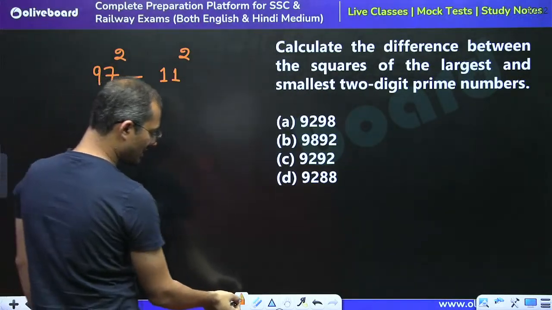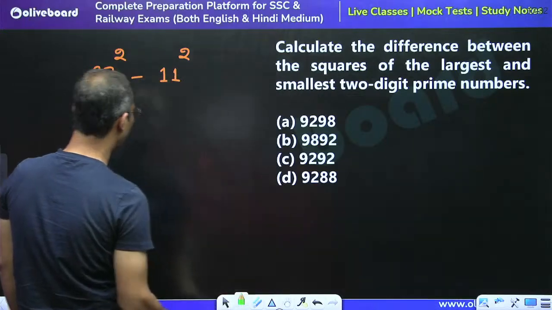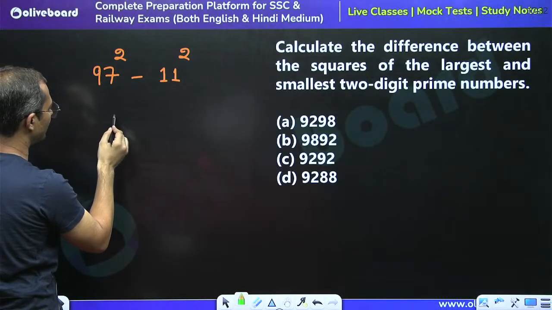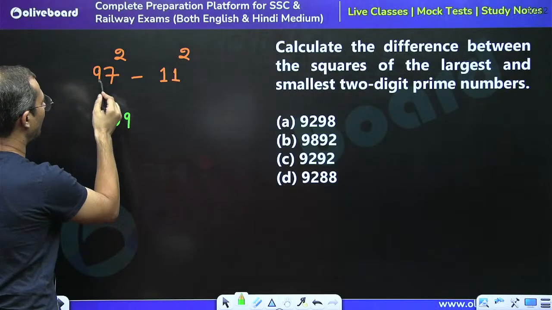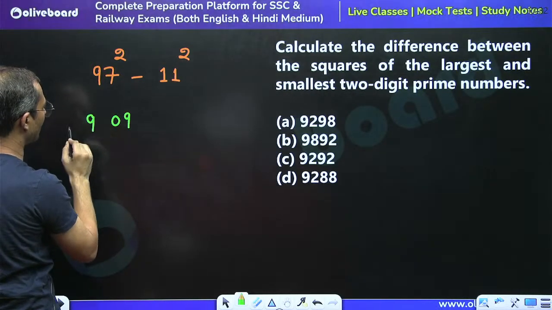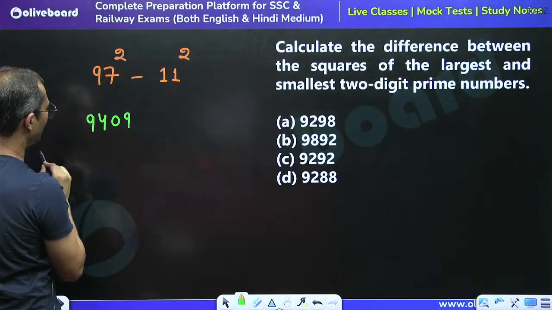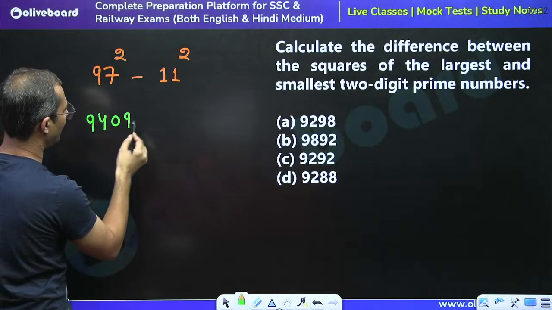See, what is the square of 97? This is 3 less than 100. So the square of 3 is how much? 09. 97 minus 3, this is the shortcut, right? So we can say that 97 minus 3, so we can say that 9409, right?